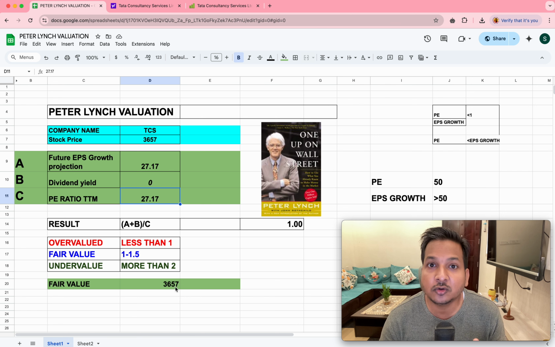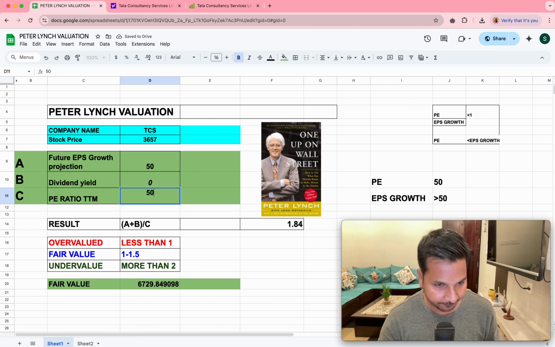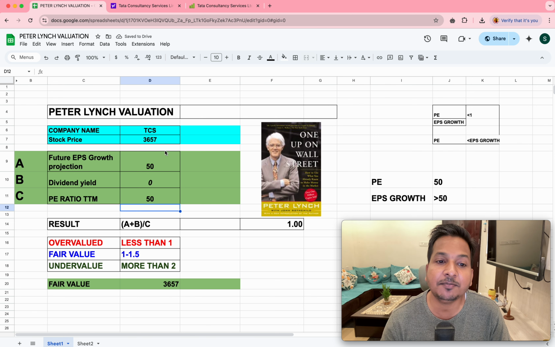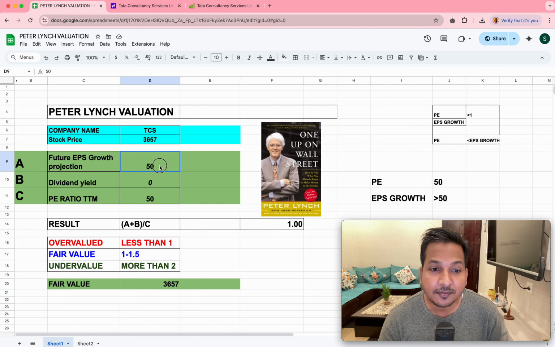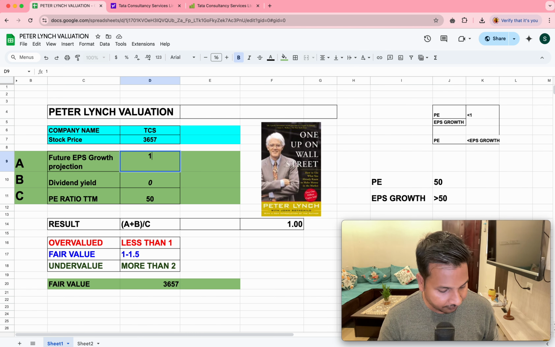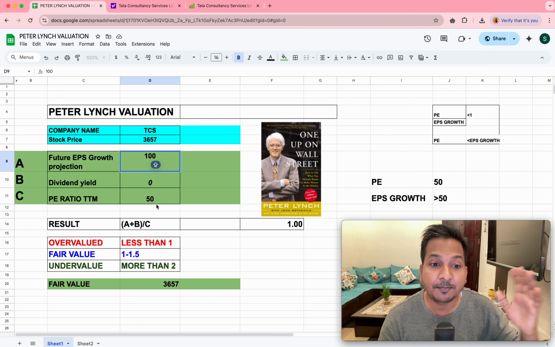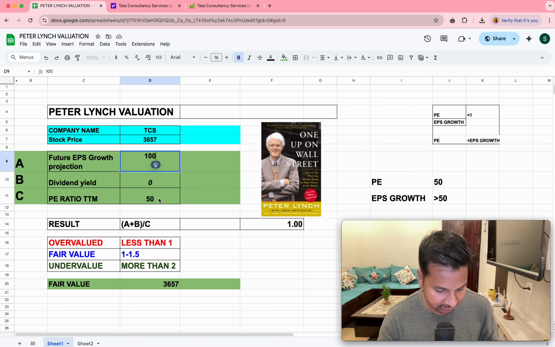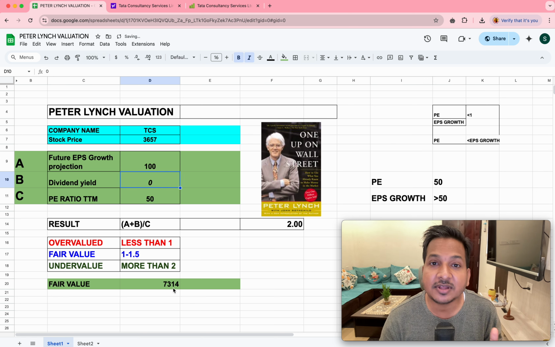So for a stock to be called fair value at its current value, the P/E ratio should be equal to the expected EPS growth. Suppose any stock has EPS growth of 50, and the P/E ratio is also 50. Then also the stock will have the same fair price as the current price. If the stock has an EPS growth of 100, more growth is there, and the P/E ratio is currently 50, less than the EPS growth, what will happen? Fair price is 7,300, whereas current price is 3,657.